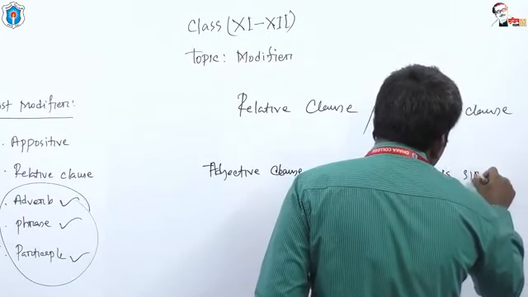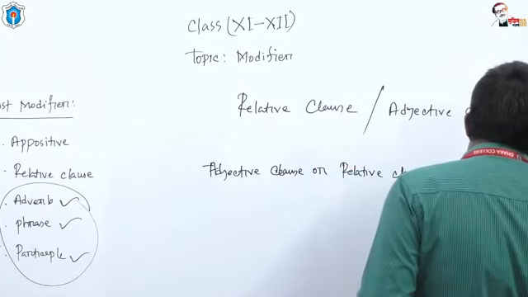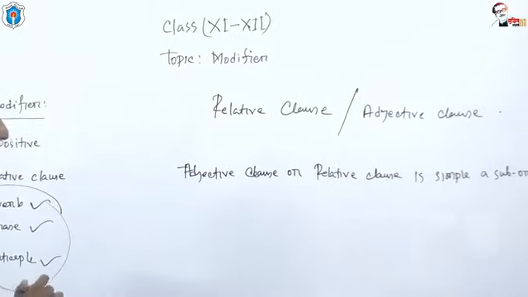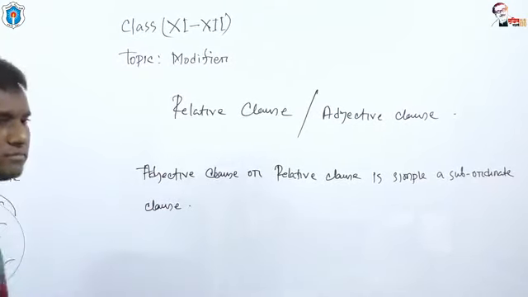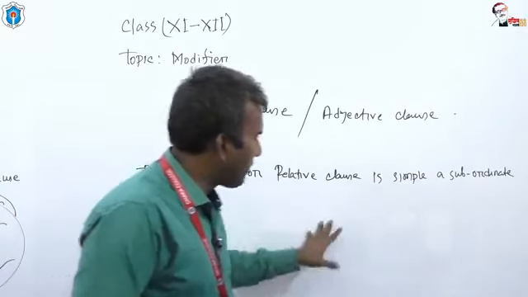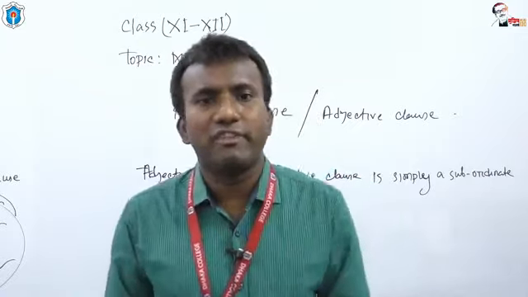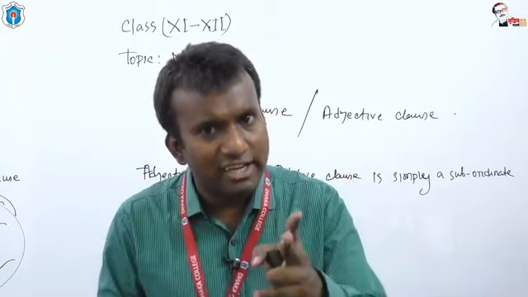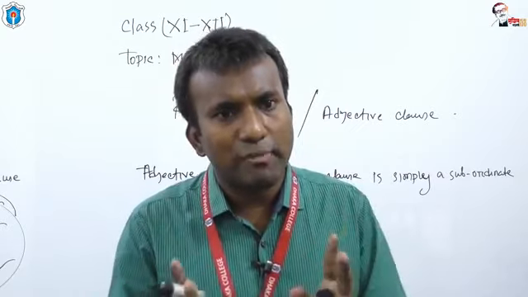An adjective clause or relative clause is simply a subordinate clause. Be careful. Adjective clause or relative clause is simply a subordinate clause. Subordinate clauses are called adjective clause or relative clause, but not all subordinate clauses are called adjective clause or relative clause, dear students.